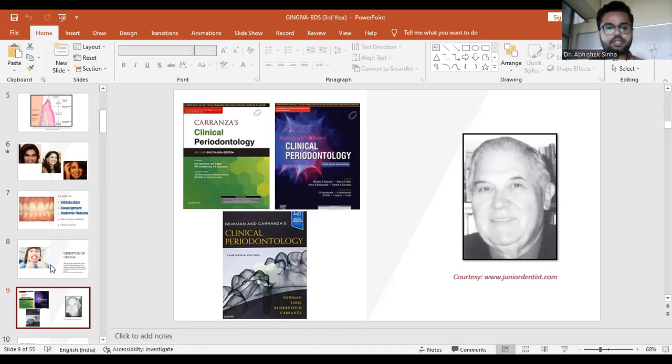These are nothing but Carranza's various editions. This is the latest one, which is the 13th edition, while these two are the Southeast Asia editions. This is the second Southeast Asia edition, and this is the third Southeast Asia edition. You can have any of the three books, but prefer having the second South Asia edition because this is more comprehensive and easily understandable. Otherwise, the best is you should have the 10th or 11th edition.